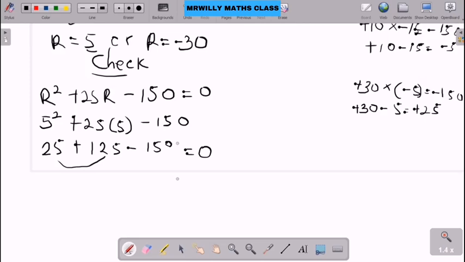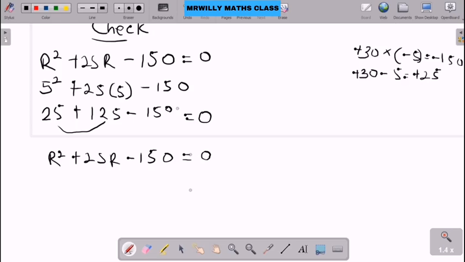So let's try r equals minus 30. What you do is write out the equation again. That will be r squared plus 25r minus 150 equals 0. If r equals minus 30 is correct, you will see it now. So instead of writing r squared, you do minus 30 squared, plus 25 times minus 30, and you have minus 150. This should give us what?